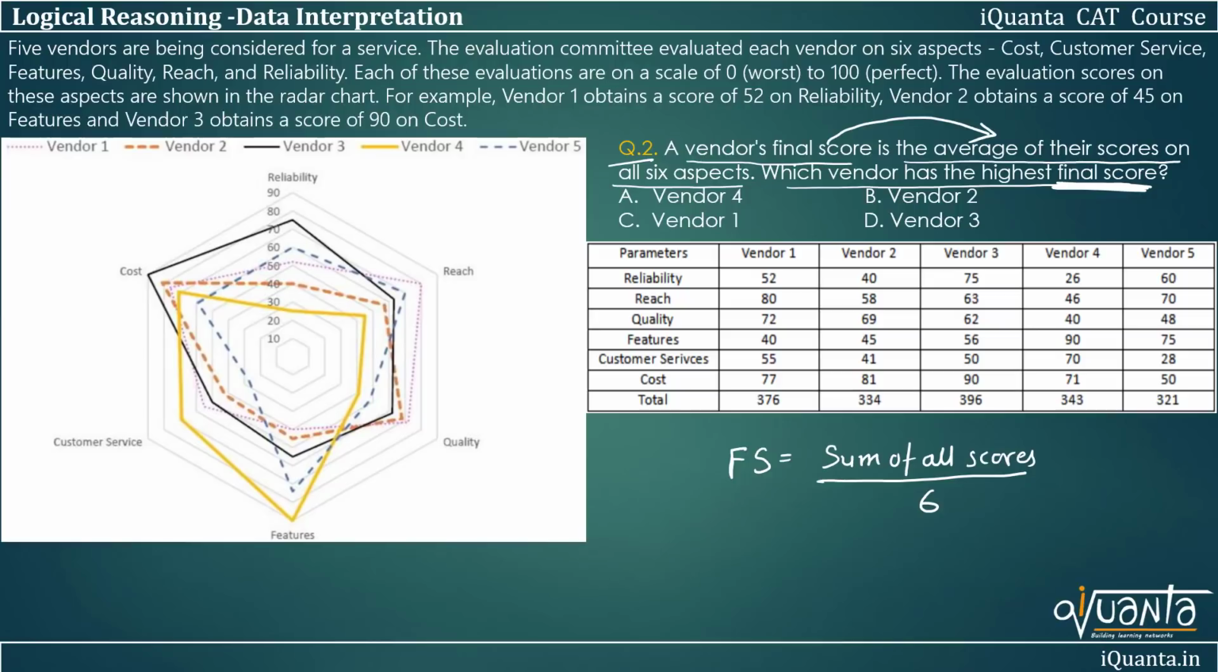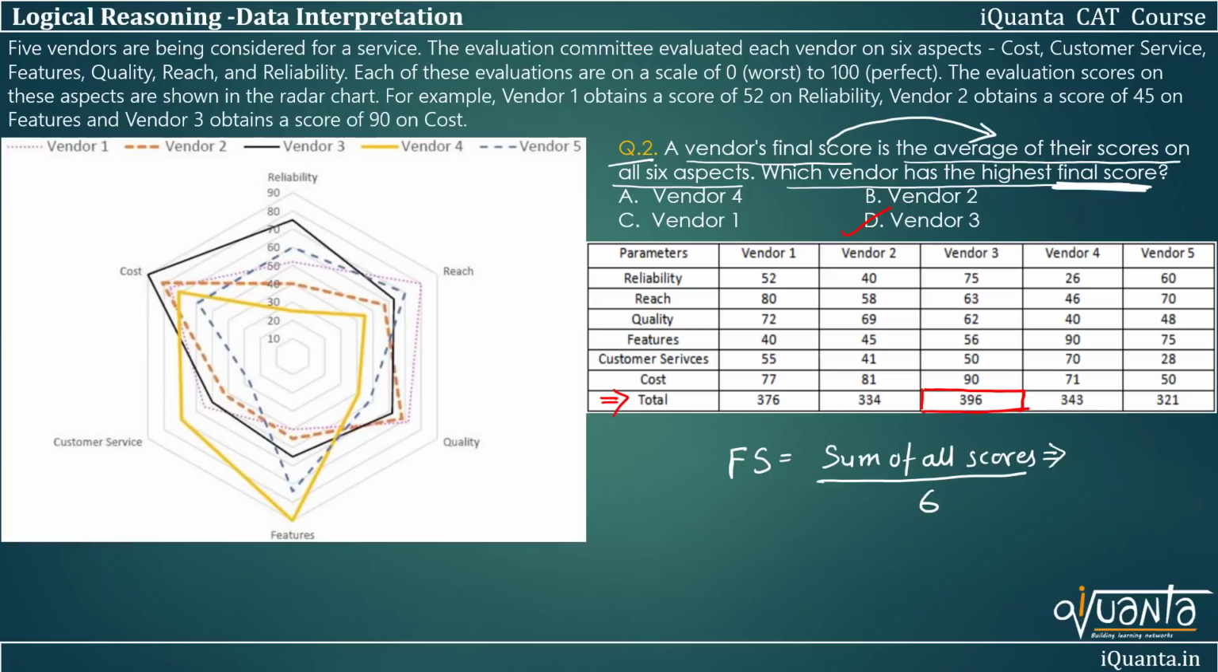So we can simply say that the vendor which will have the highest sum of all scores will have the highest final score. So let us check the vendor for which the sum of all the scores is the highest. We have already written the total over here. We can see that it is the highest for vendor 3. So that means vendor 3 will have the highest final score. So option D will be the correct answer here.